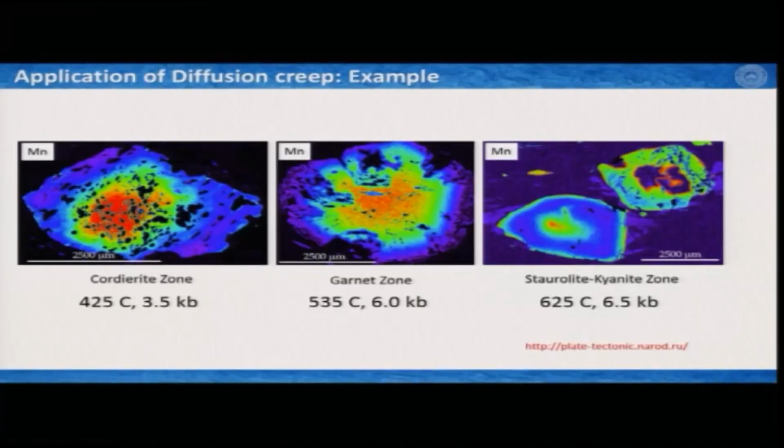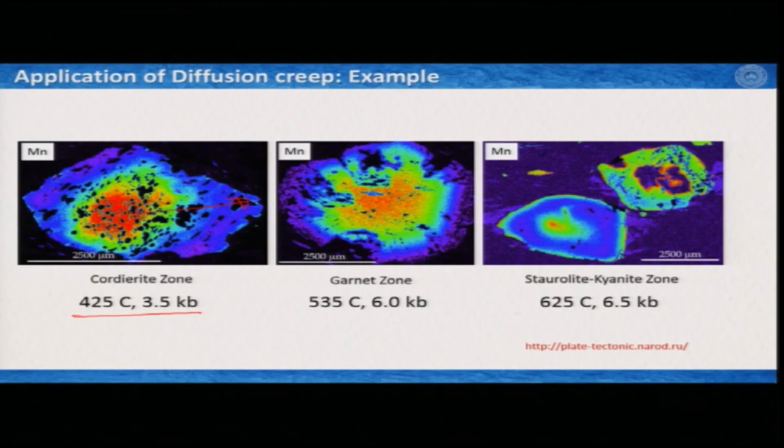So, here is an example. As you can see, three different garnet grains are mapped with microprobe or EPMA for different elements. I have only shown the manganese here. The warmer colors, the reds, mean higher concentration, and colder colors, blue, indicate lower concentration. In the first one, the cordierite zone, the temperature was estimated at 425 degrees centigrade and pressure 3.5 kilobars. Here you see that manganese has higher concentration at the core and it is slowly decreasing towards the rim.